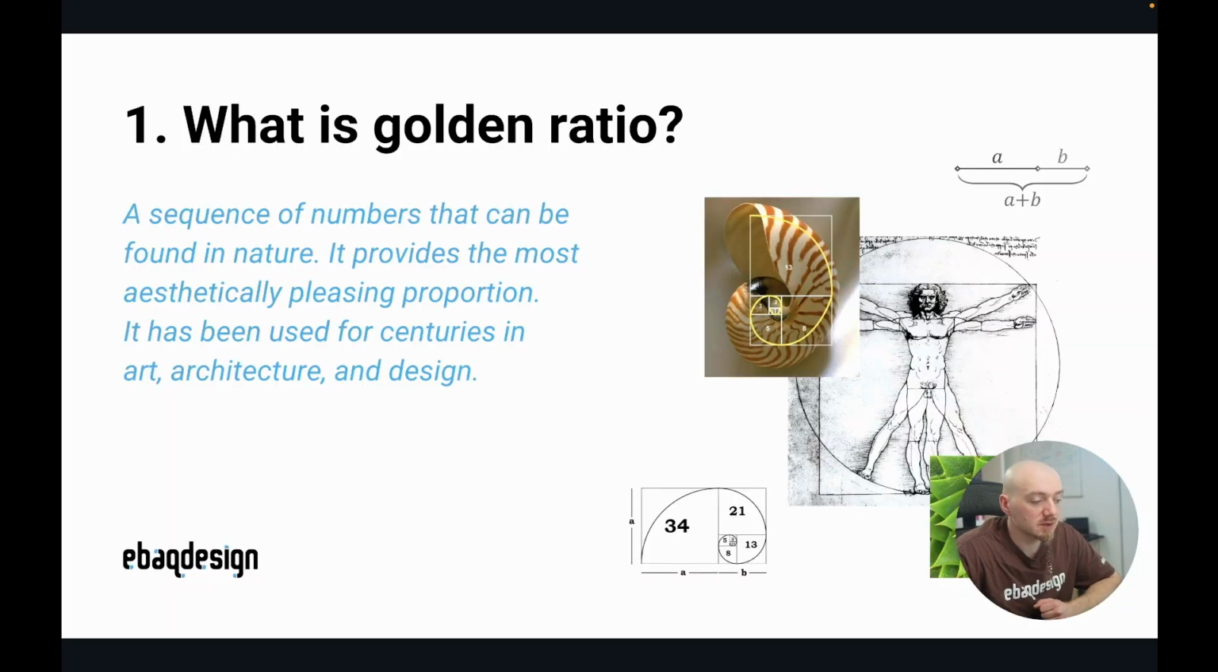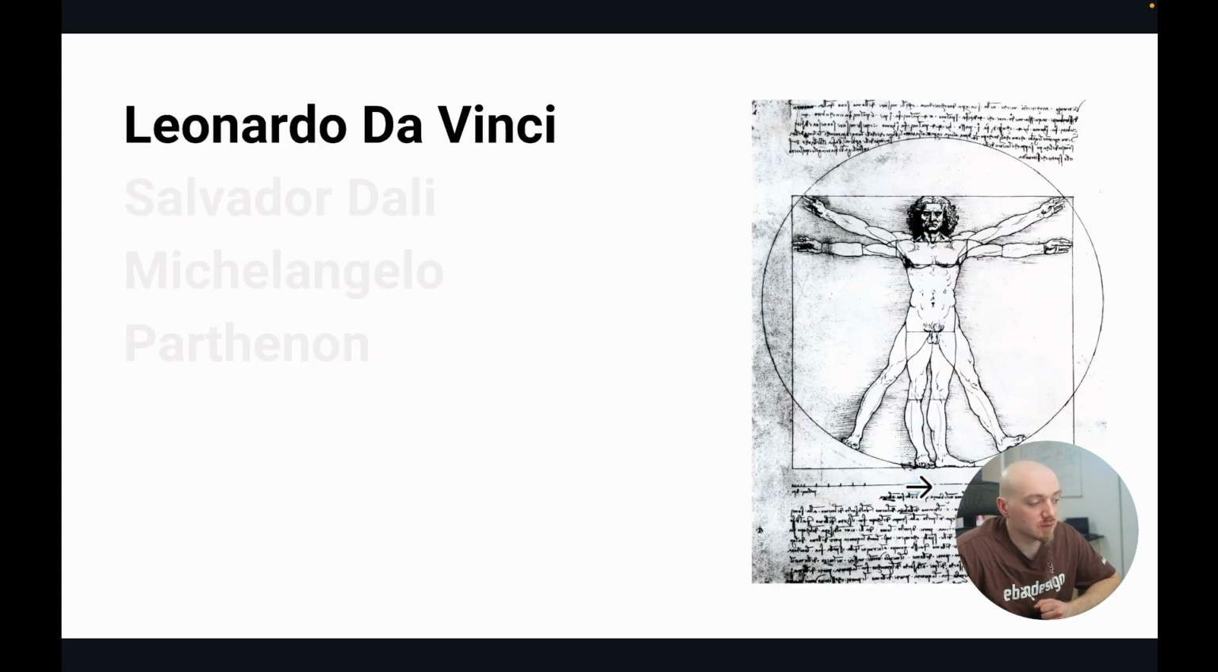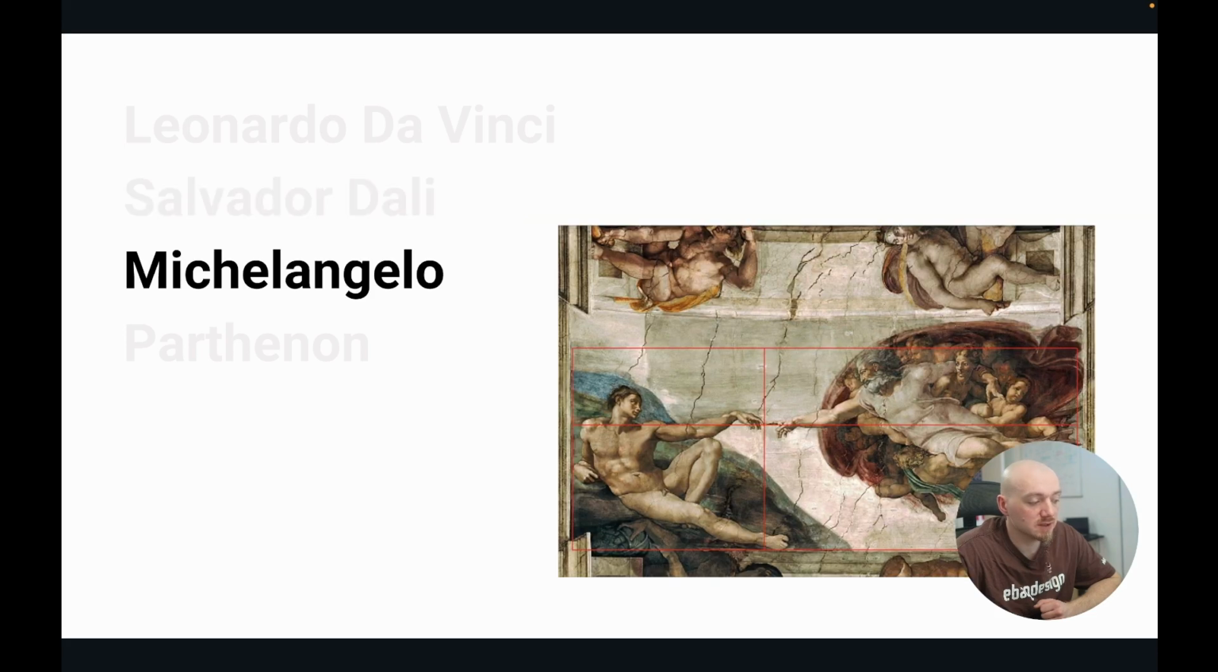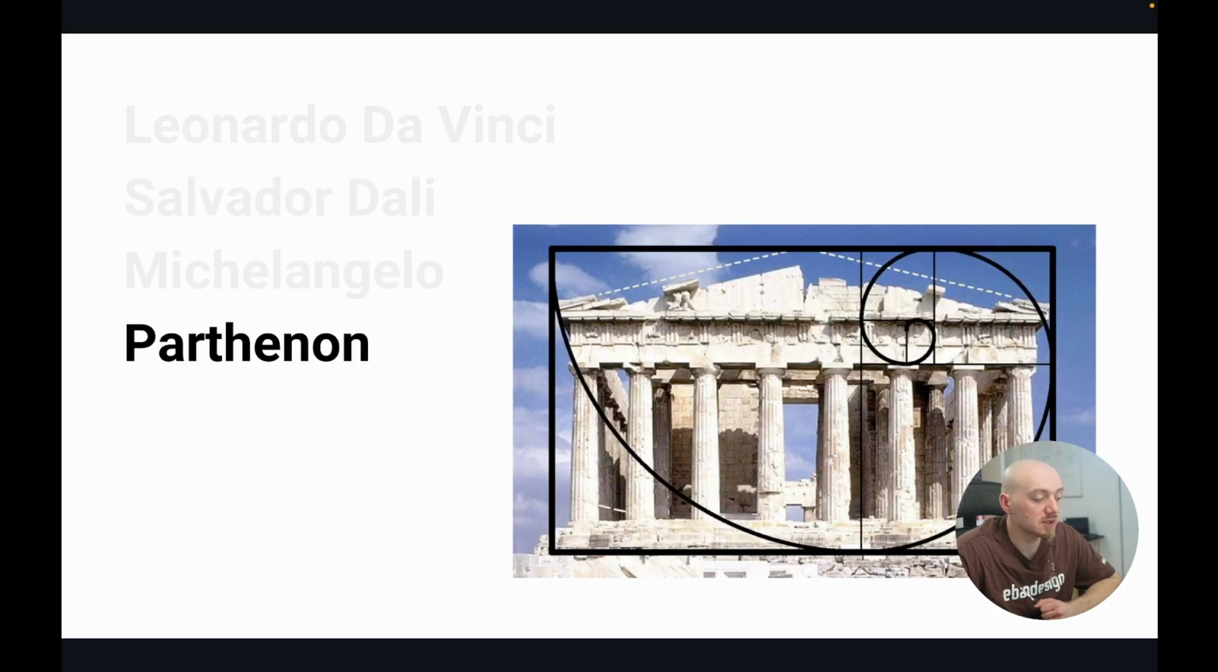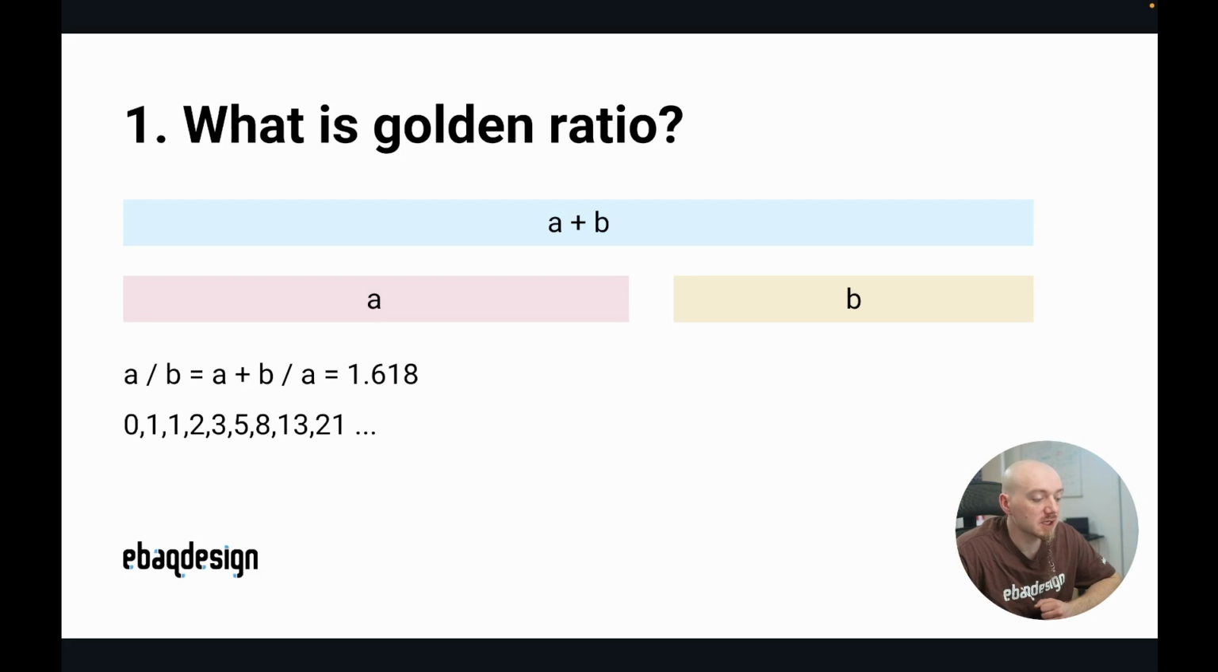So basically it's a sequence of numbers that can be found in nature and provides the most aesthetically pleasing proportion, and it has been used for centuries in art, architecture and design. So if you want to produce work like Leonardo da Vinci, Salvador Dali, Michelangelo, or the designers of the Parthenon, then you should learn this graphic design rule.